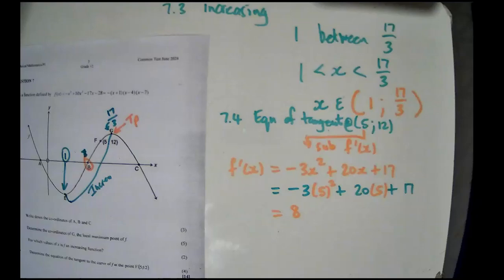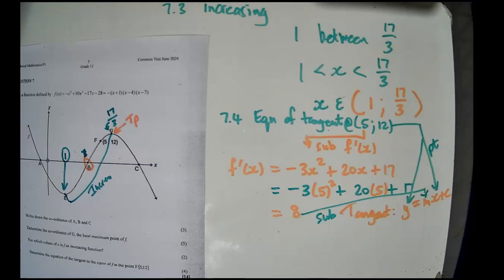Now take this 8 and substitute it into y is equal to mx plus c. Notice here you're getting the equation of the tangent. So substitute your 8, which is your gradient, right? 8 for m, and substitute your other point, which is 5 and 12, where you see x and y. So substituting the point, notice that y is 12 and x is 5. Substituting it into the equation, and 8 being the gradient, I can then find c.